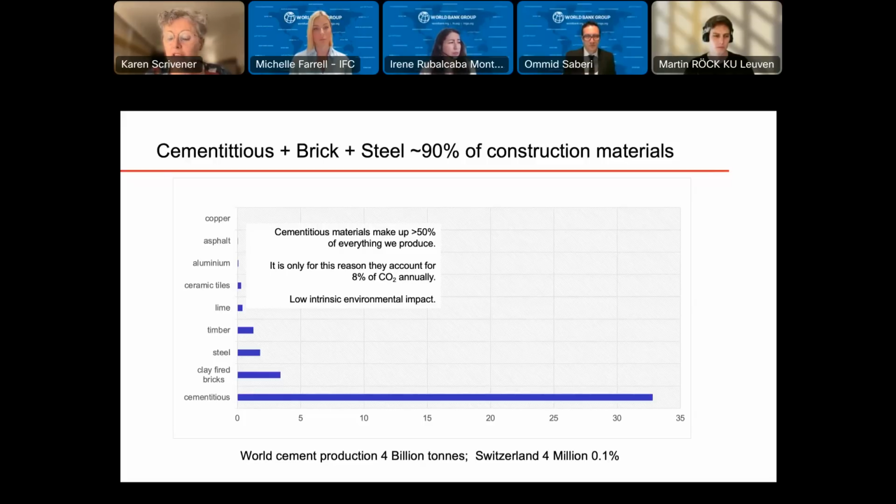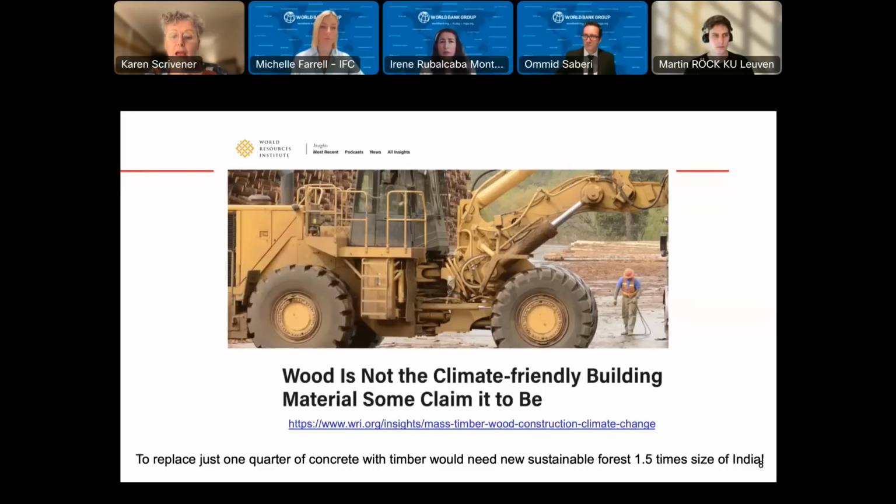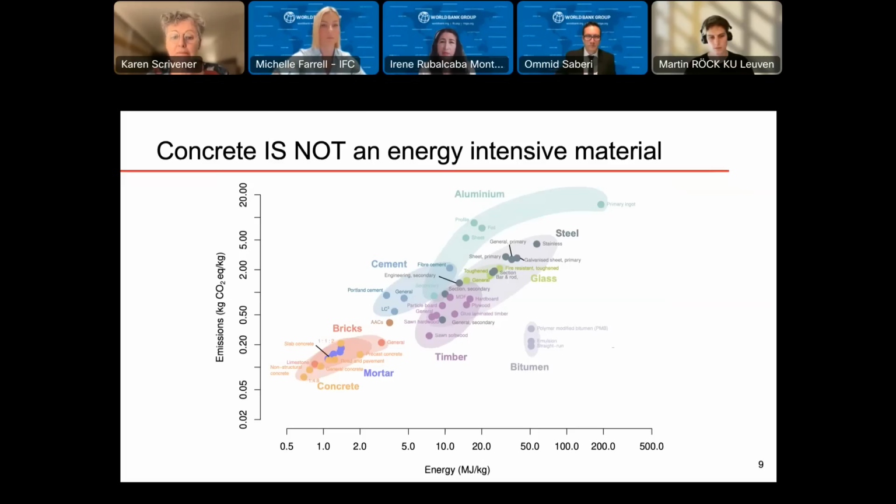So, of course, if we have timber available, it's a very nice material. We should use it, but we have to accept that we simply don't have enough material available. This recent report from the World Resources Institute goes into those problems in more detail. But just to give you one figure from another report, if we wanted to replace just 1/4 of concrete with timber, we would have to plant new sustainable forests 1.5 times the size of India. And of course, this would be great. We need to plant more trees, but we have to think about the practicality of that.